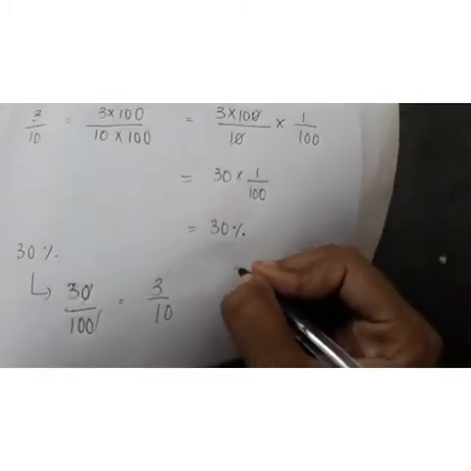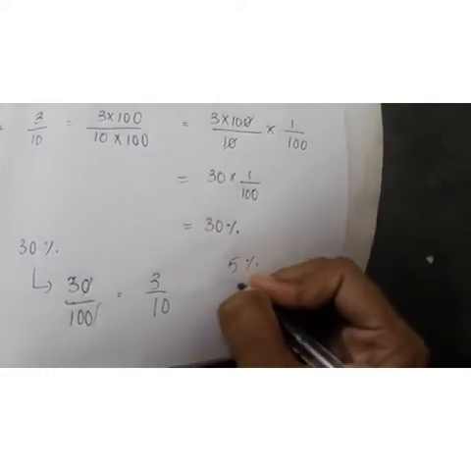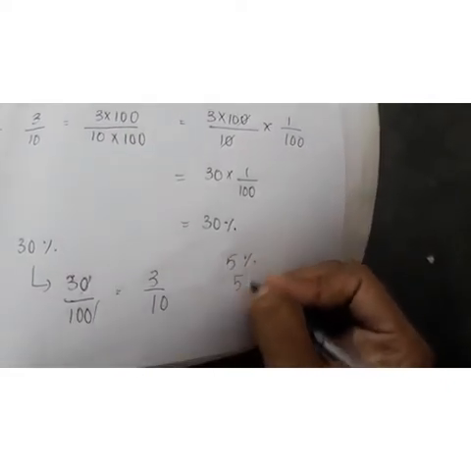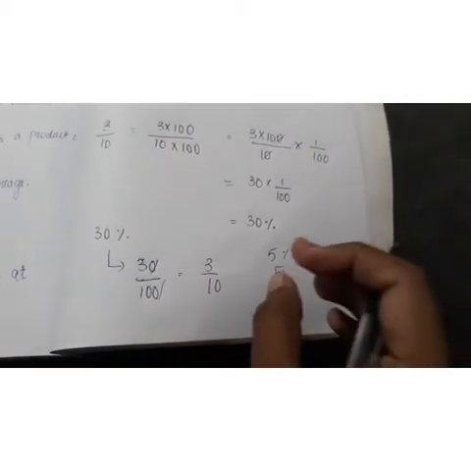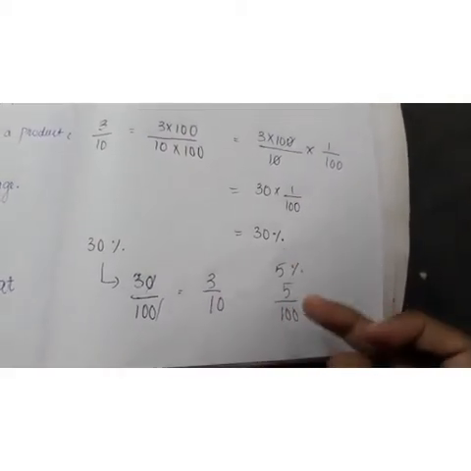Otherwise, for example 5 percentage, put the percentage number on the top, divided by 100 at the bottom. You simply have to convert the percentage into a fraction.